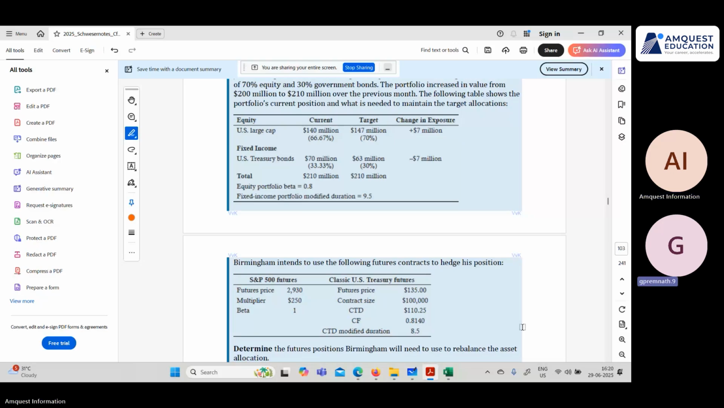Yeah, I think I need to make the beta one as well because I need to get complete exposure to US large cap. So basically, it would be 1 minus 0.8 divided by 1 into 7 million divided by 2930 into 250.